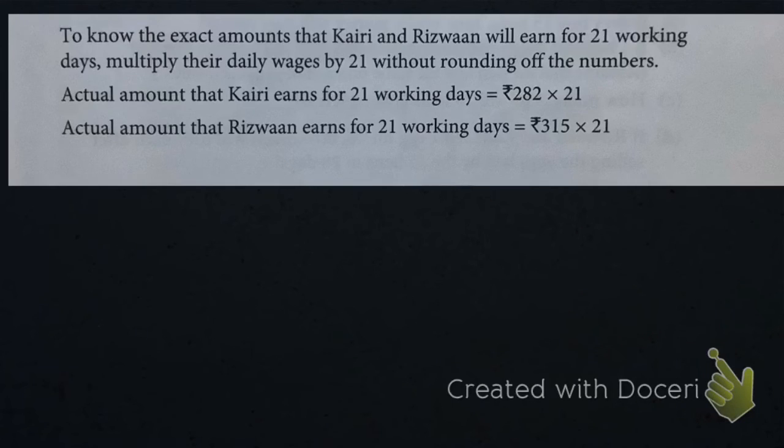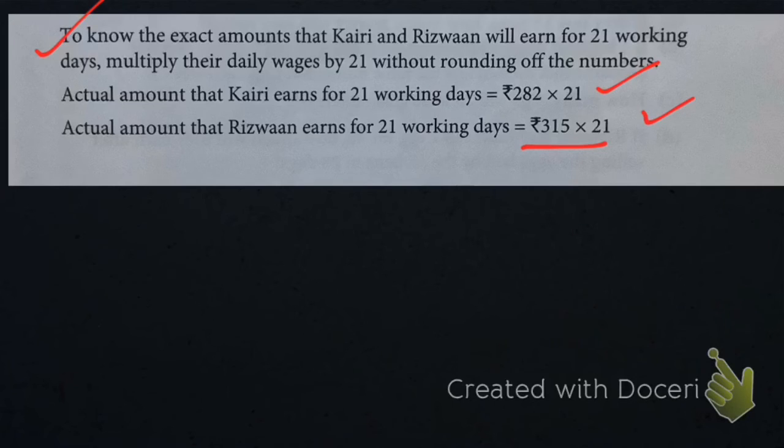Now let's go to another example to know the exact amount. Okay, now they asked exact amount. Now Carrie and Rizwan want to know the exact amount. They don't want to know the rounded off. They want to know exact amounts. So students, to find the exact amount, you will just multiply the numbers.